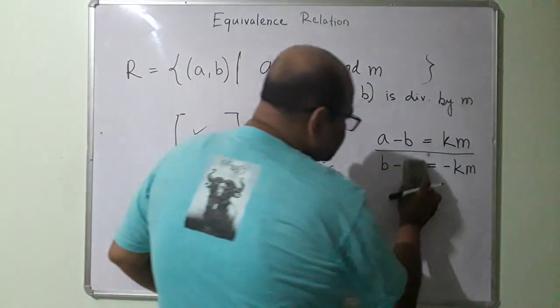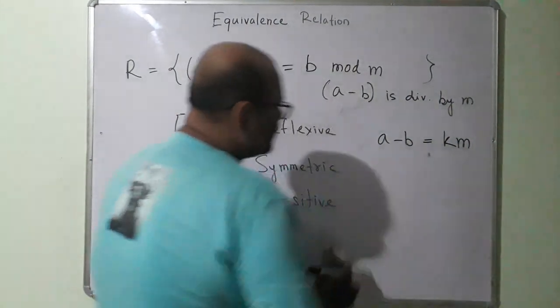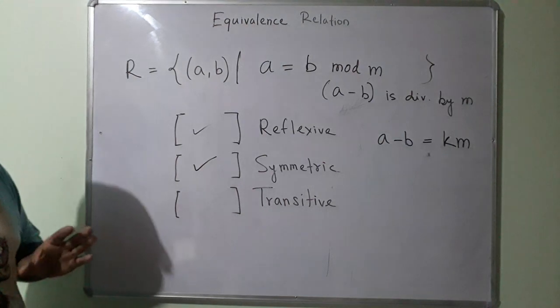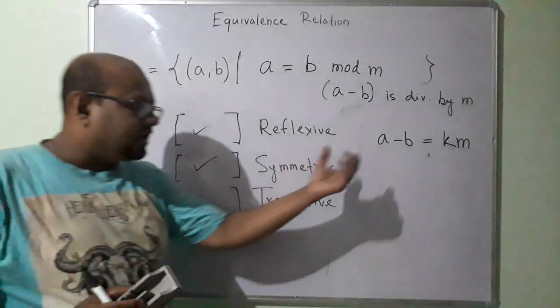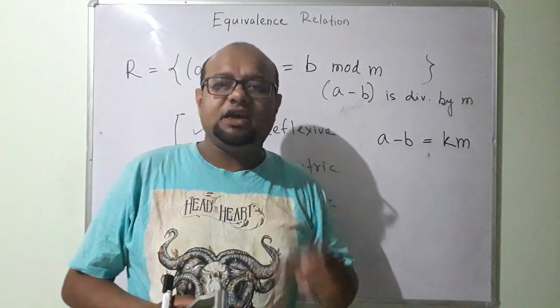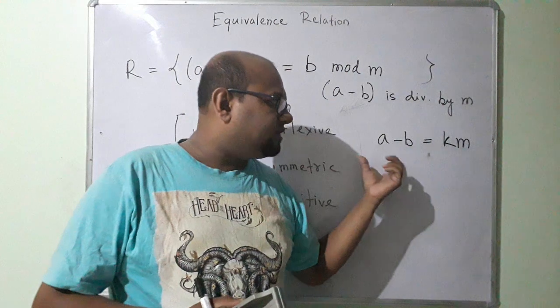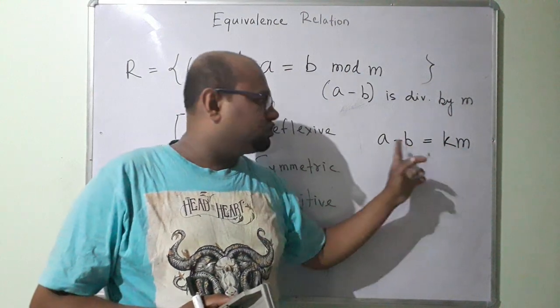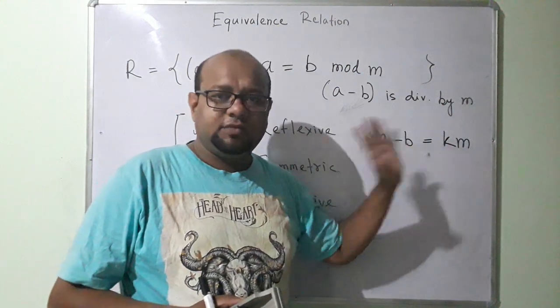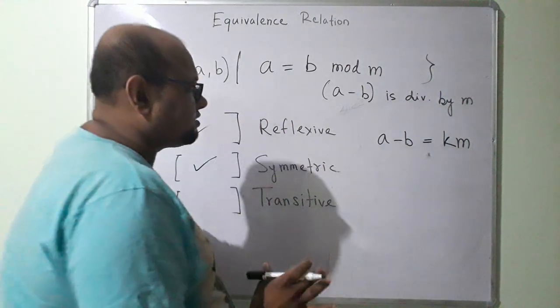Okay. Next, let us try to figure out if it is transitive. Let us say AB is in the relation. And AB is in the relation means what? A minus B is divisible by M. So let us say A minus B, when I divide by M, I get K. So A minus B is equal to K into M. Right? This is from basics of arithmetic, high school arithmetic.